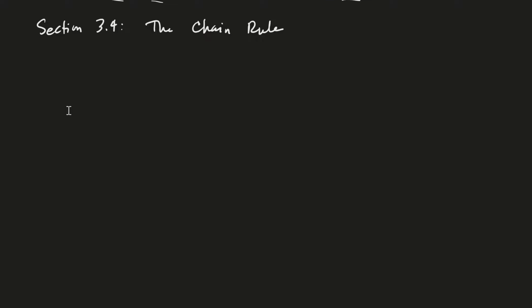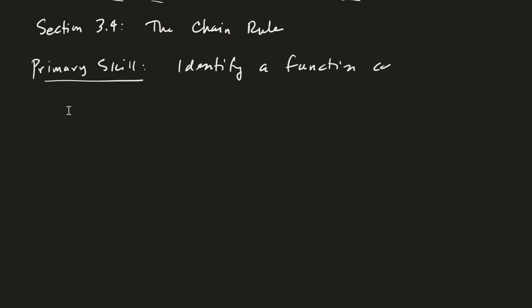So this section is actually very short. It's short for me to discuss, but I think it takes a lot of practice to get used to it. And so the way we start with the chain rule is our primary skill here is to be able to identify a function composition, because the chain rule is set up for function composition. Okay, we've already done this back in chapter 1, but let's go ahead and do some review.